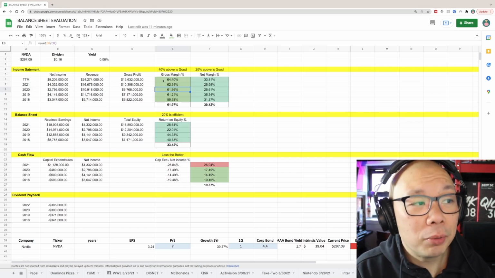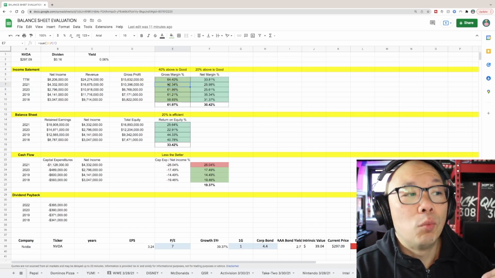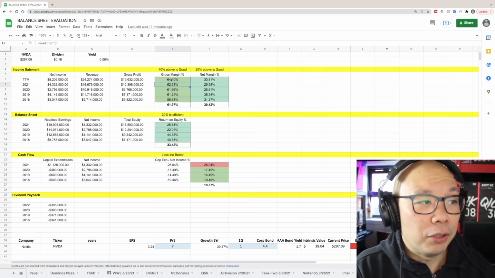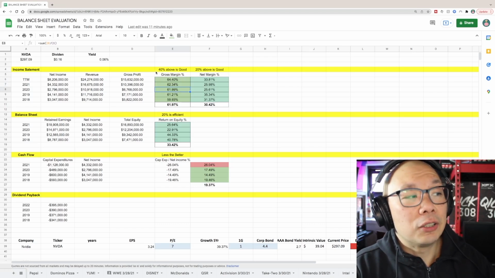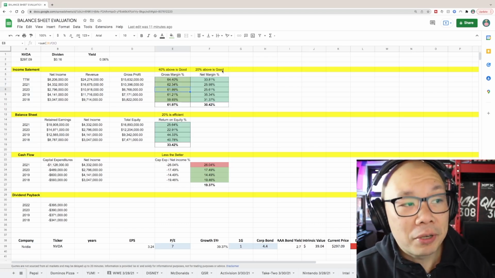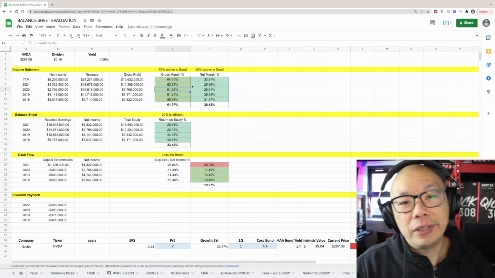Now, there are some formulas here that analyze what these percentages are. It's just the division of gross profit divided by the revenue, and we get 64%. So I put little reminders here, like anything above 40% is good, anything above 20% is good, meaning gross margin is what they make gross.